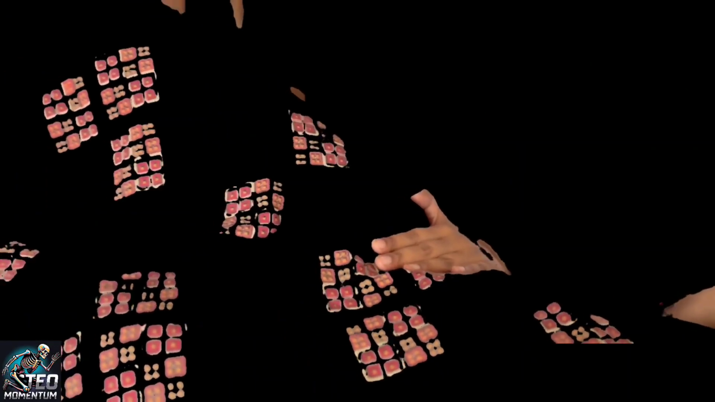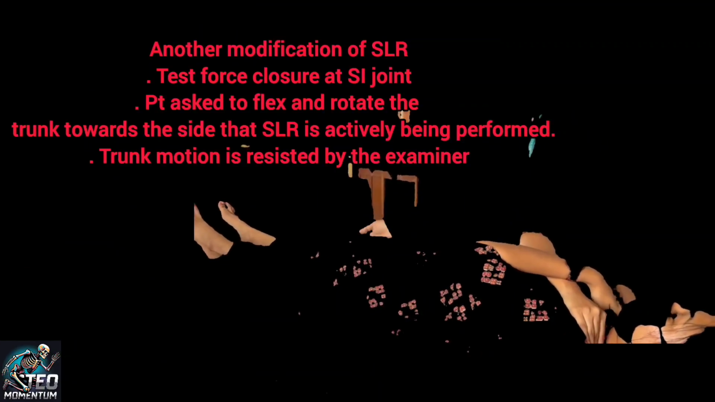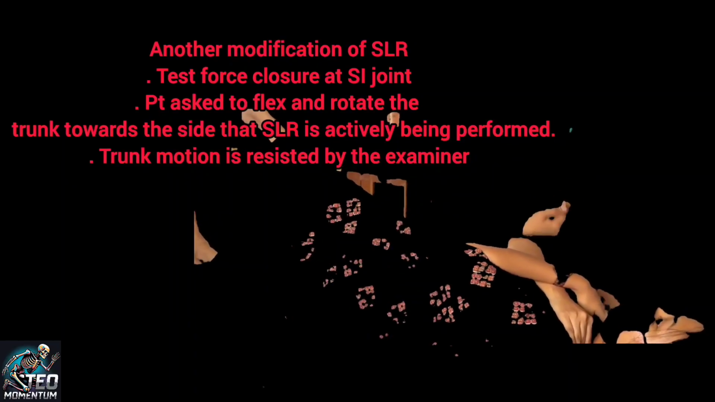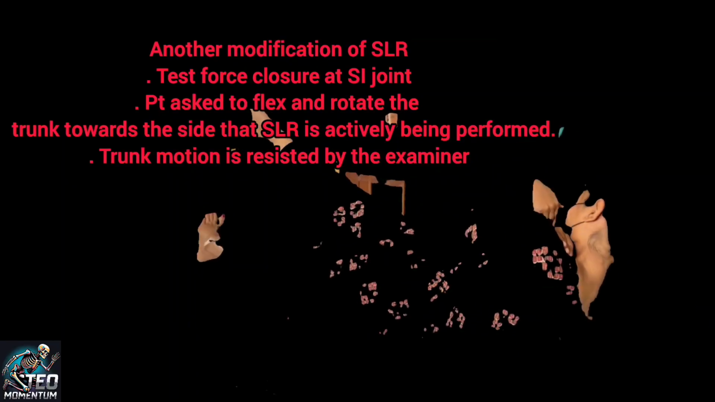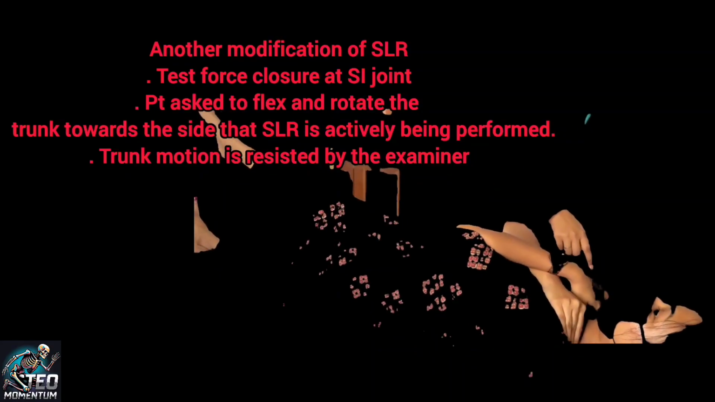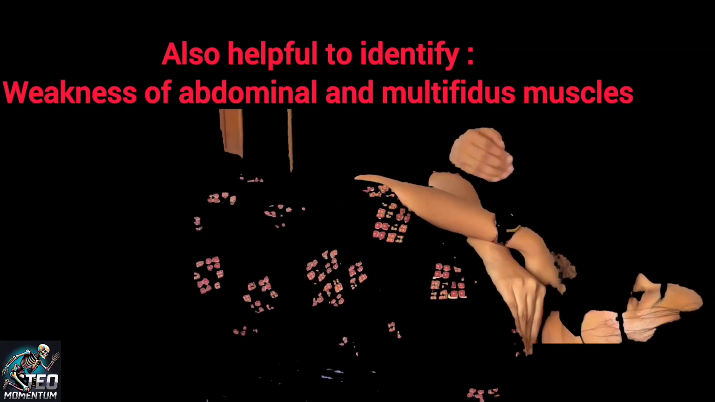Another test to identify force closure at the SI joint: instruct the patient to actively flex and rotate the trunk towards the side where the SLR is actively performed. The trunk rotation is resisted by the examiner. This is helpful for identifying weakness of the abdominal and multifidus muscles.